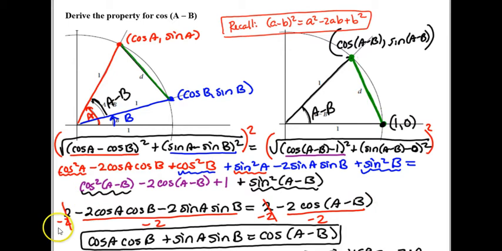Next, I will subtract 2 from both sides, which eliminates the constant on both sides, and then I'll divide both sides by negative 2. That leaves me with cosine a cosine b plus sine a sine b equals cosine a minus b. And that's my first composite argument property.